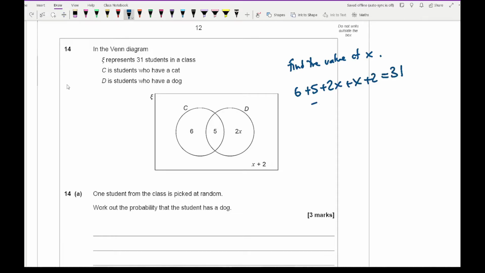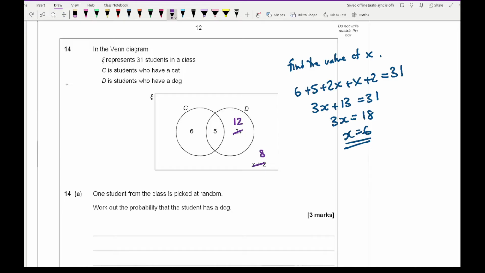So looking at this, what we get is 3x plus 13 equals 31. So 3x equals 18, so x equals 6. So if x equals 6, then this is going to be 12 and this is going to be 8. So from this then, what's the probability that they have a dog?